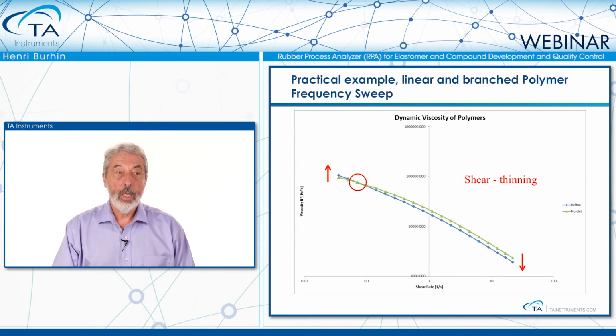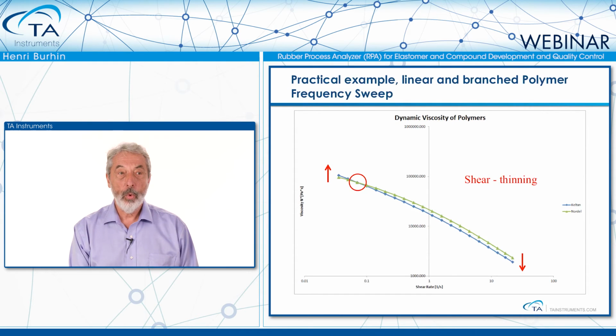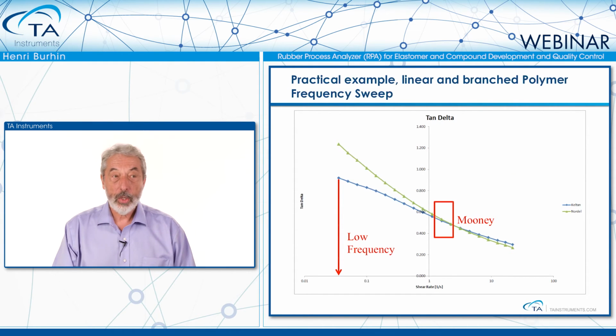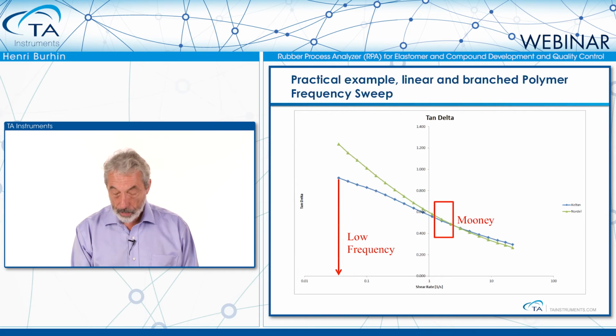Immediately you can see that on the viscosity we have the same effect as we have seen before. The viscosity at low shear rate for the branched one is higher and lower at high shear rate, so it gives more shear thinning. On the tangent delta, we have exactly the same thing, but in this case, it's caused by branching.